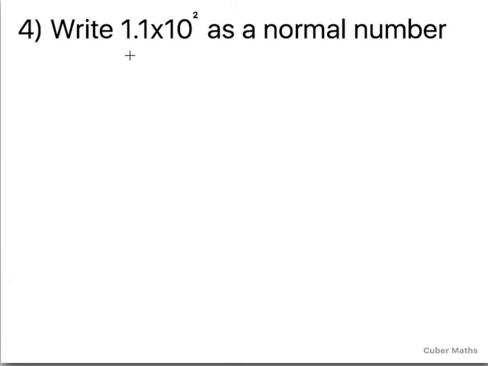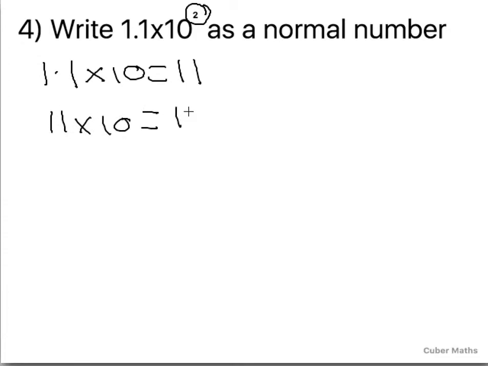So here we have our fourth problem. It says write 1.1 times 10 to the power of 2 as a normal number. So we're going to want to do the opposite of what we've done in the previous question. So if we take 1.1 and it says to the power of 2, so if we times it by 10 once to start with, we're going to end up with 11. But because it's to the power of 2, we now need to times that 11 by 10, which is going to give us 110. So 1.1 times 10 to the power of 2 is equal to 110.